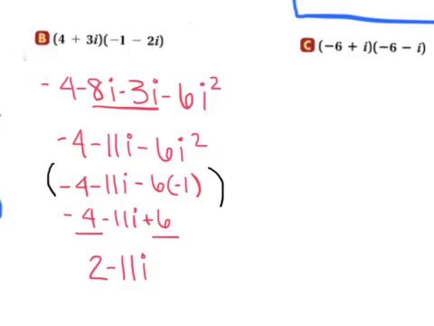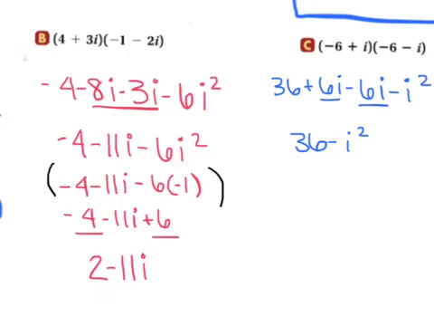All right, C. Negative 6 times negative 6. We've got 36 plus 6i minus 6i minus i squared. So what happens when I combine like terms? Jack? Yeah, the i terms right here, they cancel each other out. We've got 36 minus i squared. But what is i squared? Negative 1. 36 minus negative 1 gives you an answer of 37.